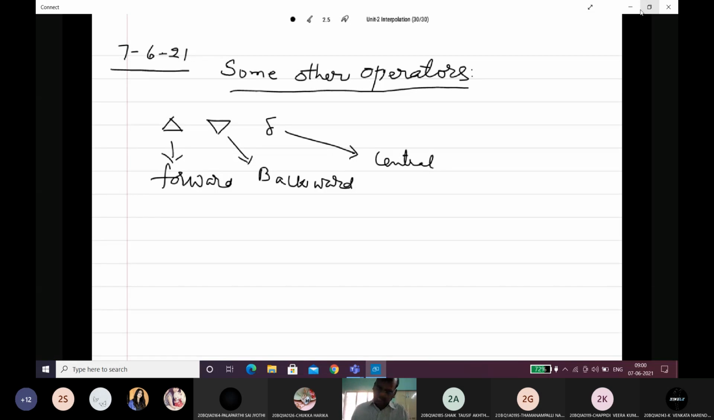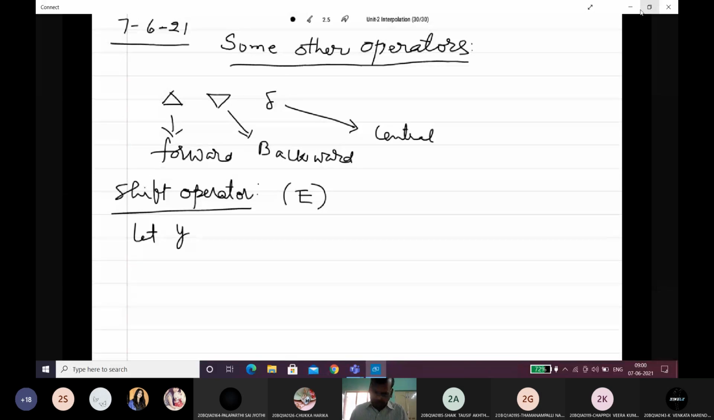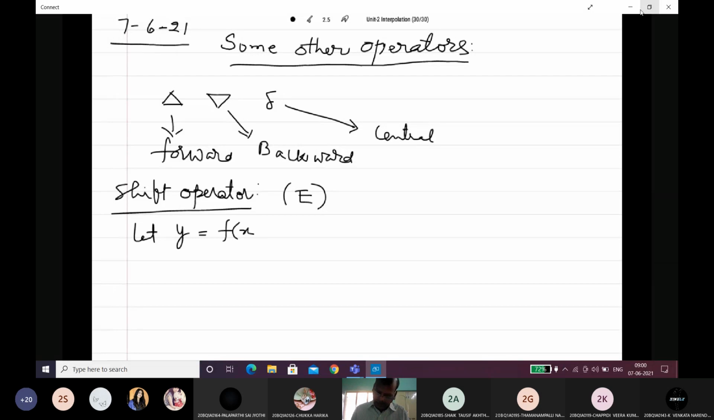Now we have to define the shift operator, which is denoted by capital E. Let y is equal to f of x be a function of x.